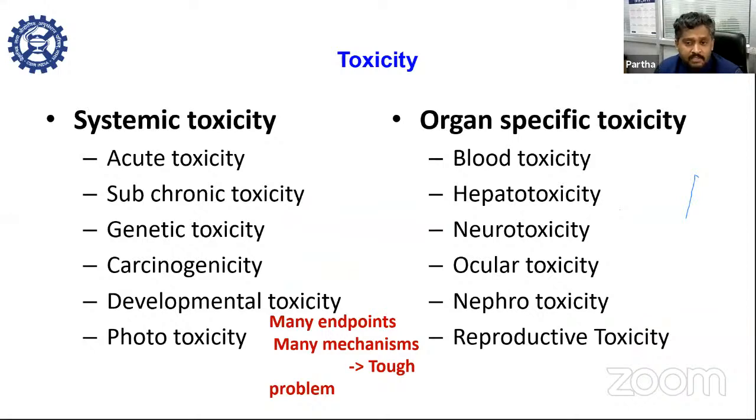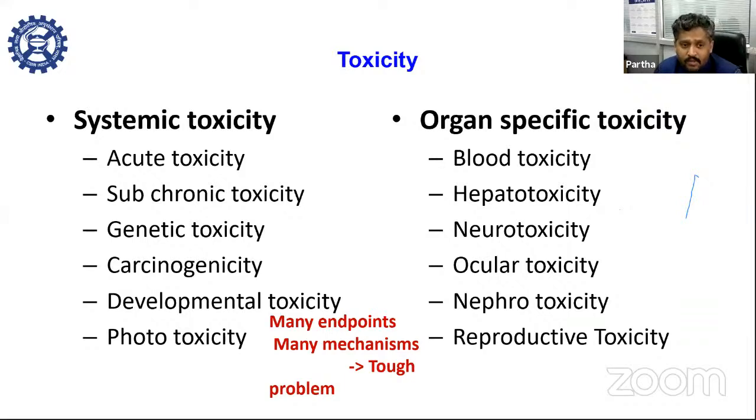So the systemic toxicity endpoints are listed on one side, and organ-specific toxicity endpoints are listed on the other side. There are many toxicity endpoints and many mechanisms. It's a very tough problem, whether you are using experimental animal models or computational in silico approaches. It's a very broad field, and it needs a deeper understanding of each one of them, and they are also challenging to develop models for.